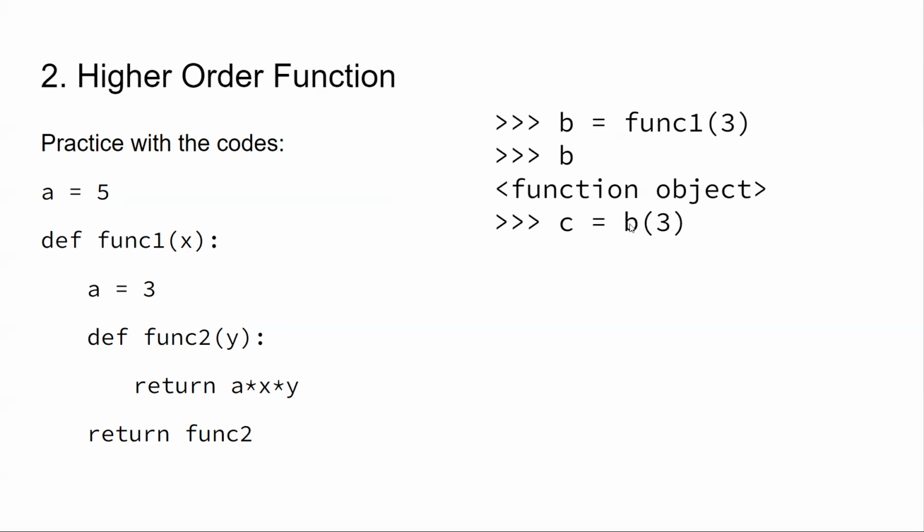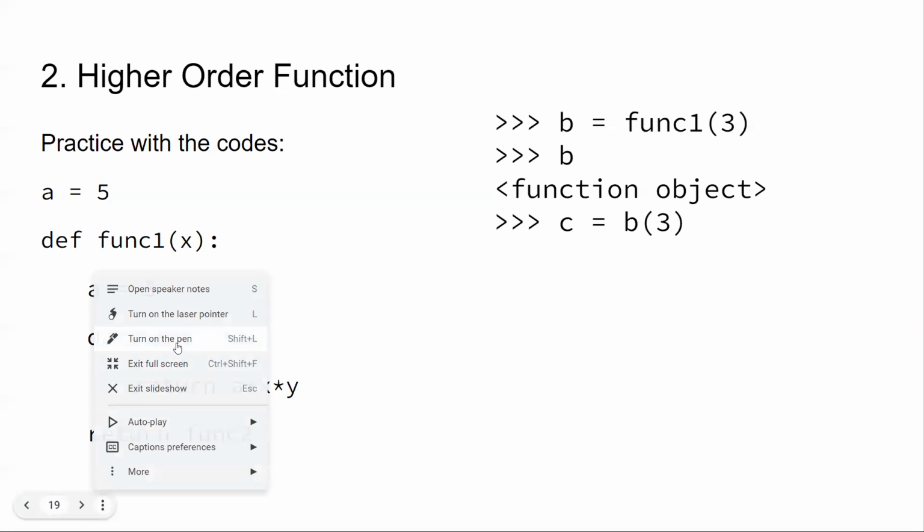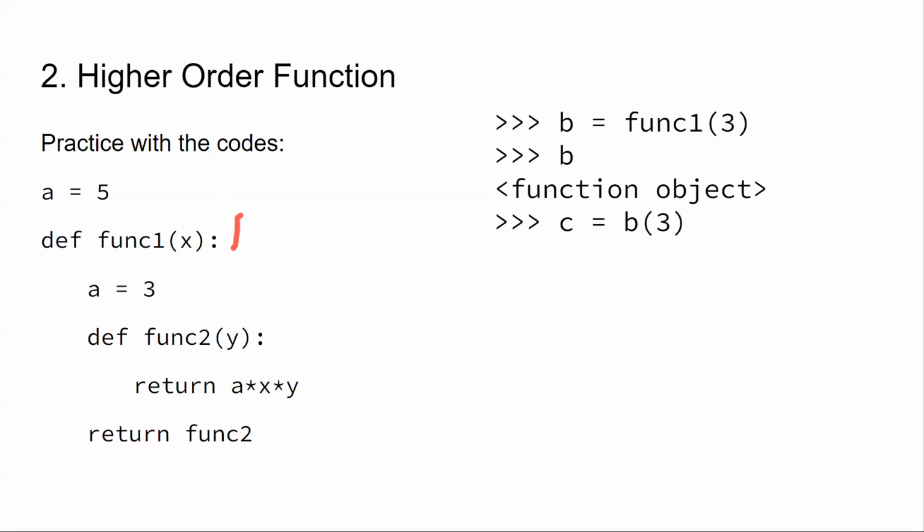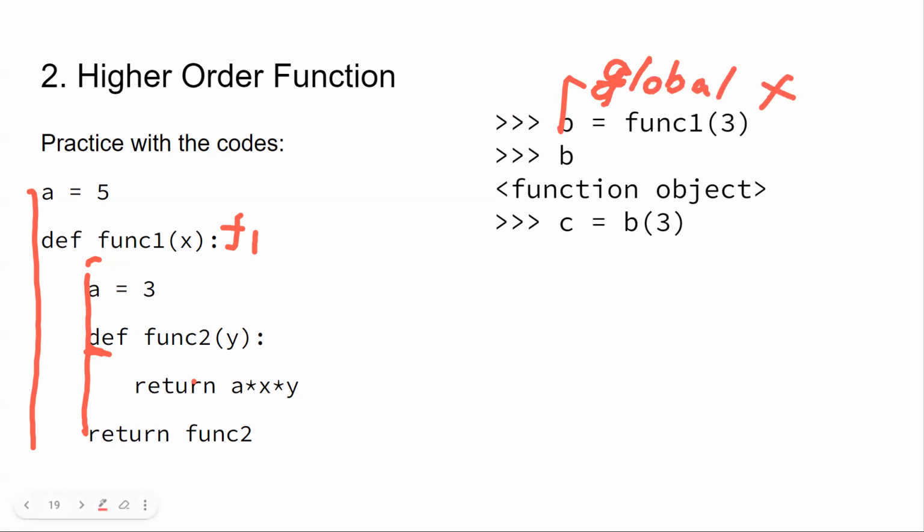Then we have c equals b of 3. So b is a function, which is function 2. So we pass 3 into function 2. Function 1 is F1. So all this only hits the definition, and it doesn't execute the code in function 2. So the outside is the global frame, this is frame 1, and this is frame 2.